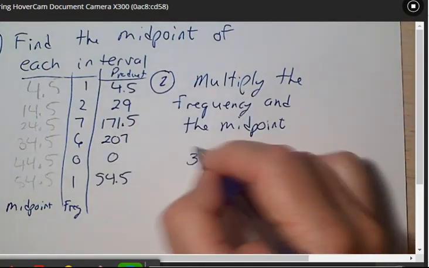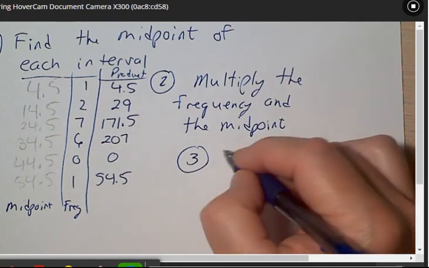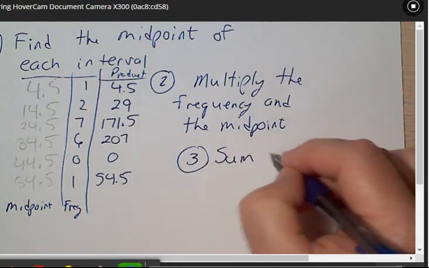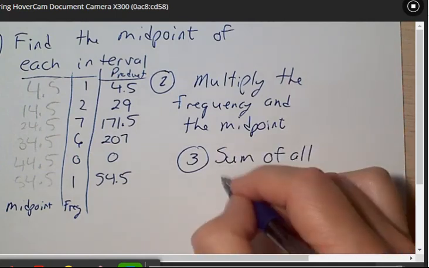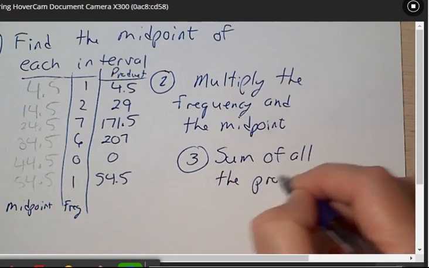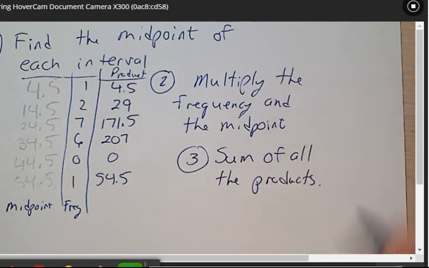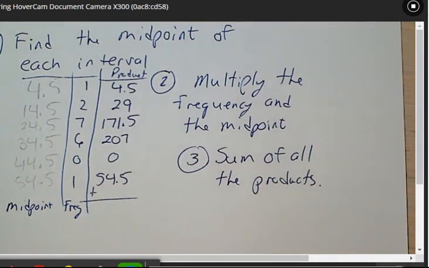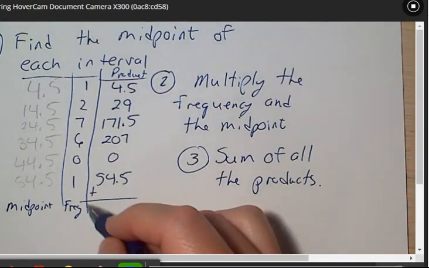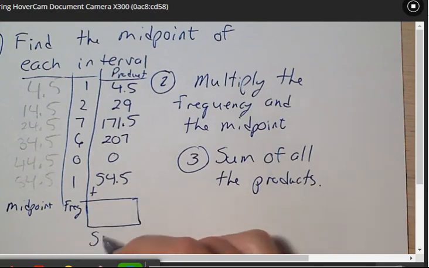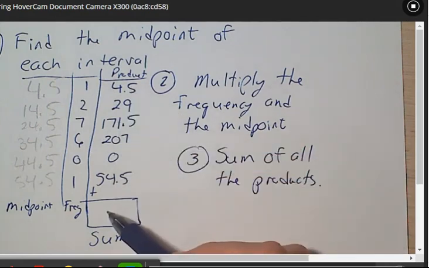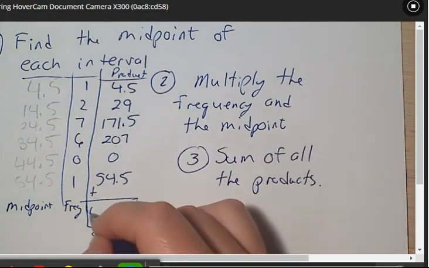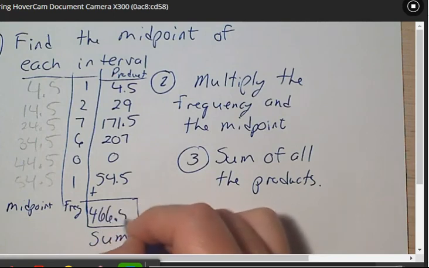And then the third thing you're going to do, once you multiply that together, is you're going to find the sum of all the products. So all these products that we've got here, you're just going to go back and make a big list down here and tell me what the sum is going to be. Okay, so if we go back and add all these together, this comes out to be 466.5.